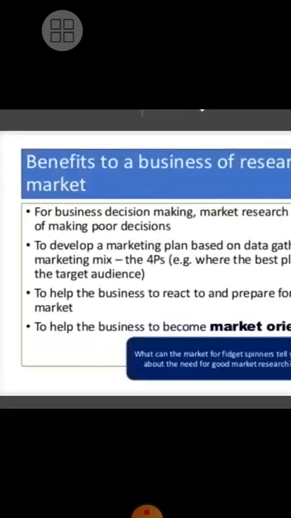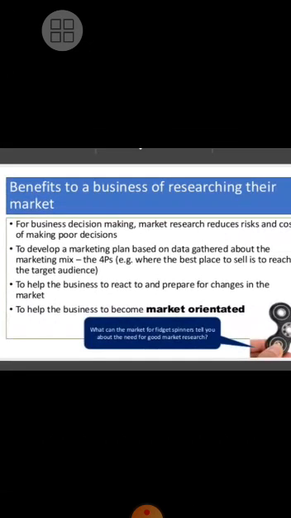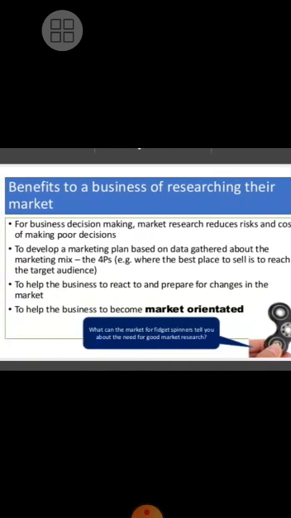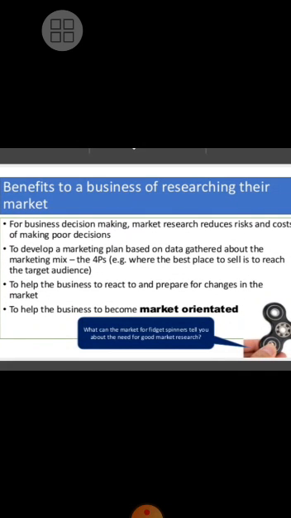We can also say that it gives some benefits when we are researching the market. For example, business decision making. Market research reduces the risk and cost of making poor decisions. Because our risks are reduced, we make fewer decisions that are going to face loss or failure. Usually the decisions that are taken are successful, and it develops a marketing plan based on data gathered about the marketing mix, the 4 P's.